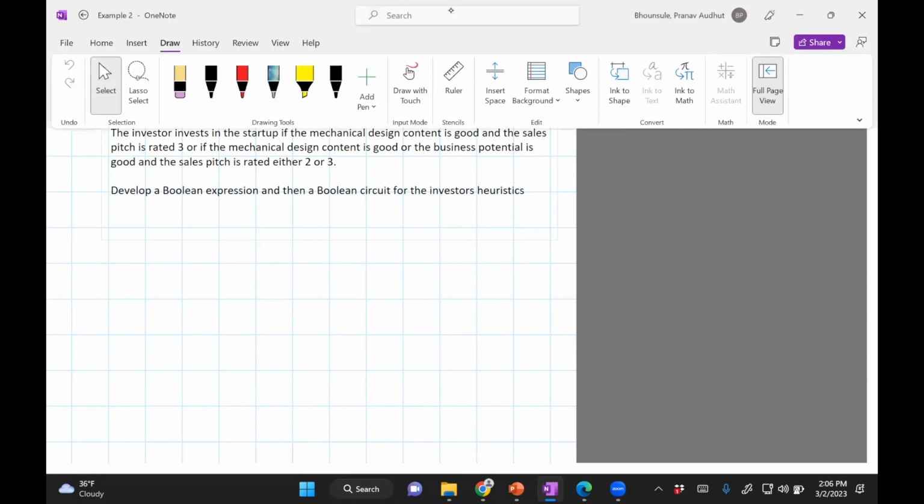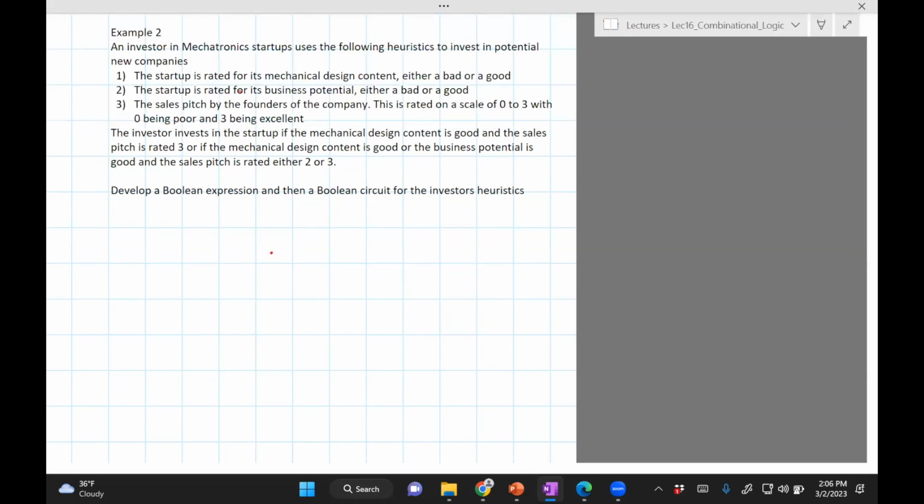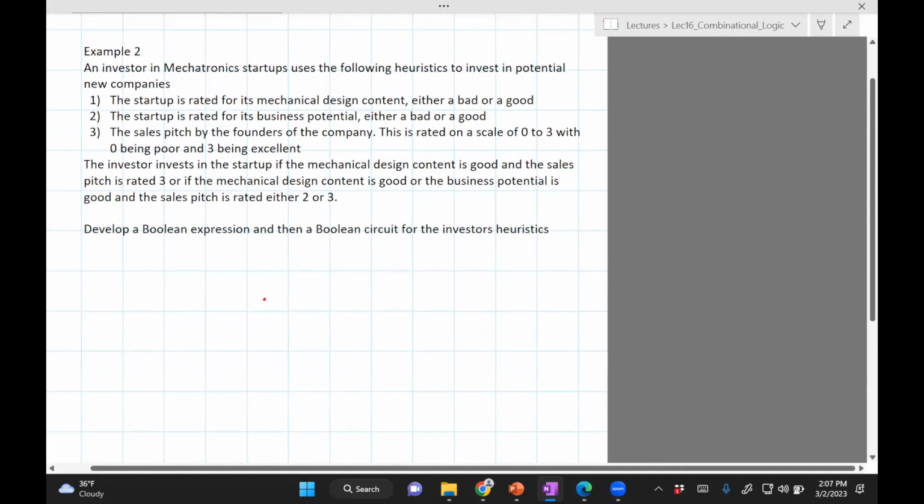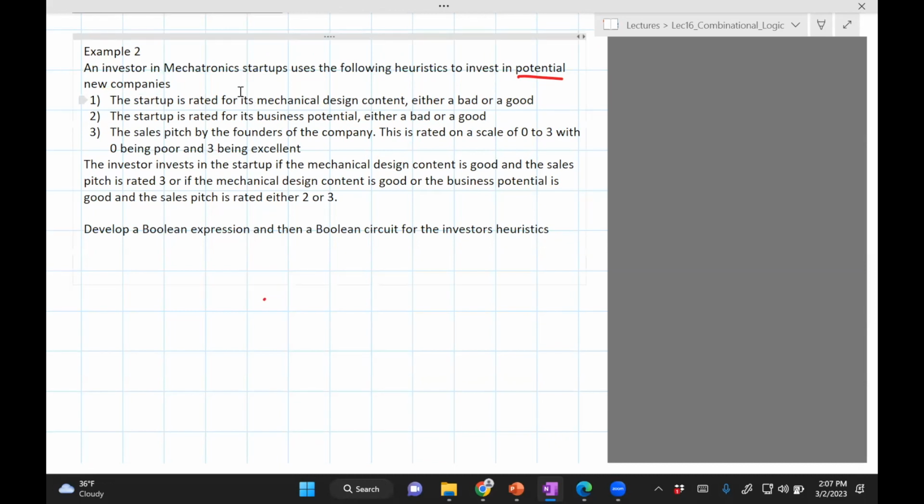Okay. So here's another problem. Again a hypothetical problem. An investor in a mechatronics startup uses the following heuristics to invest in potential new companies. The startup is rated for its mechanical design content, and he or she rates it as 0 or 1. So 0, let's say, is bad, 1 is good.